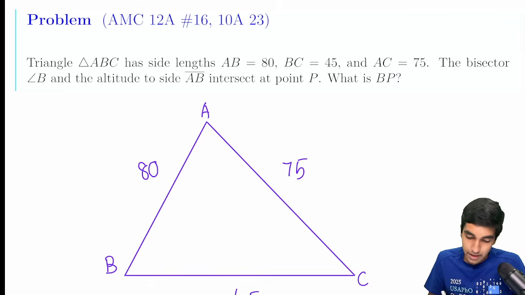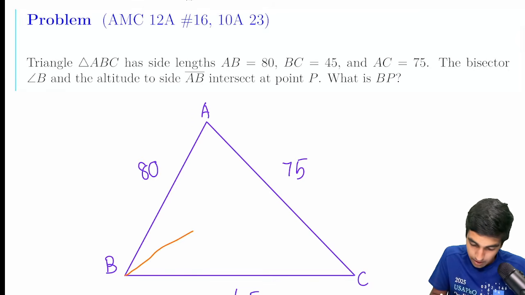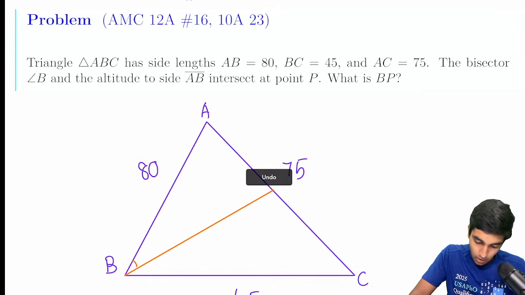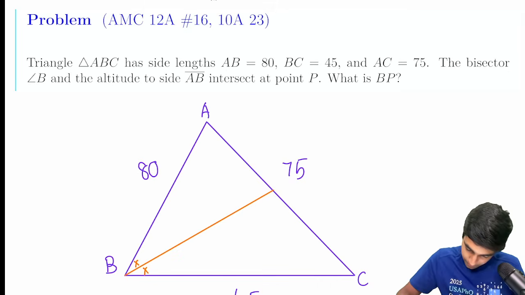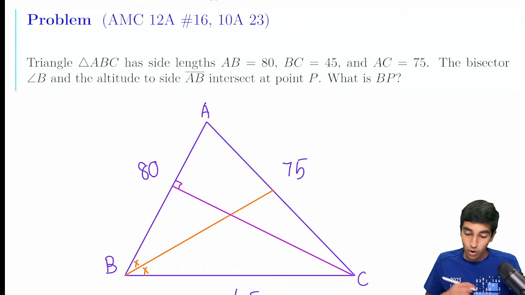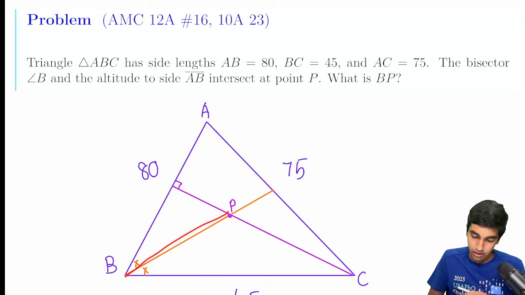The bisector of B and altitude to side AB. So bisector B, how do we draw that? It's going to look like that, right? Angle bisector, so we have these angles equal. I'll just label these both angles X. And then the altitude to side AB is going to look like this, forming a right angle here. That's 90 degrees. They intersect at P. What is BP? That's this length over here.